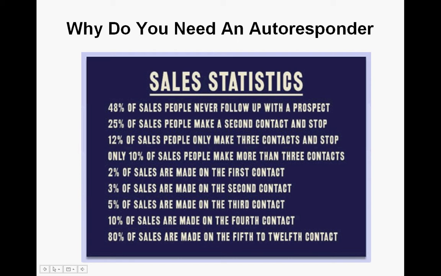Now, let's look at what is happening with clients. 2% of sales are made on the first contact. Only 2%. So if I approach, say, 10 people, 2% of 10 people, it's really small actually. Let's just say we approached 100 people. You probably might get 1 or 2 people buying on the first instance. 3% of sales are made on the second contact. 5% of sales are made on the third contact. 10% of sales are made on the fourth contact. Now look at that staggering figure here. 80% of sales are made on the 5th to 12th contact. This is quite a huge figure.